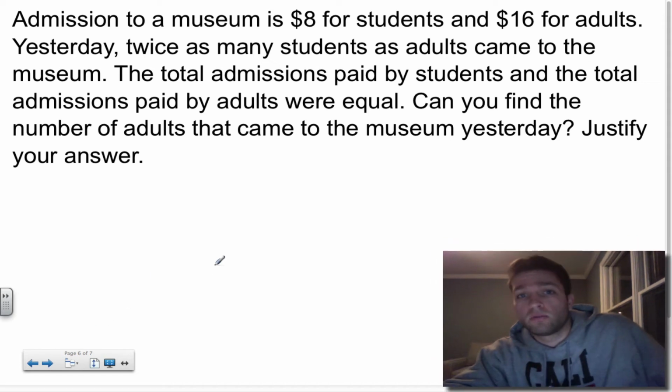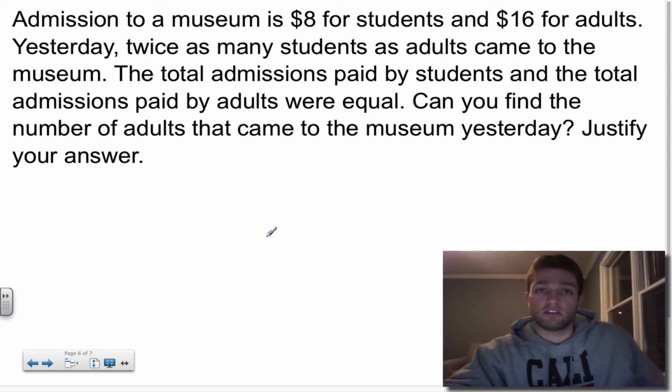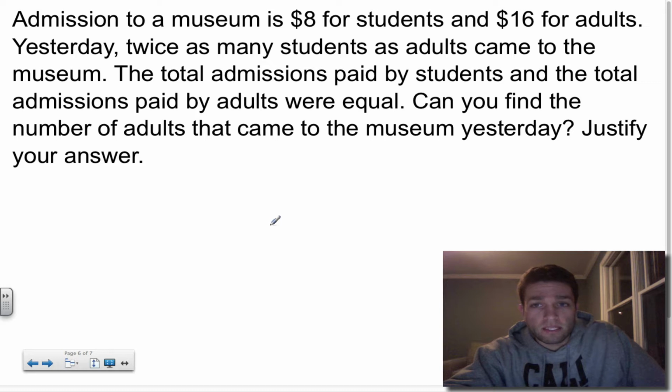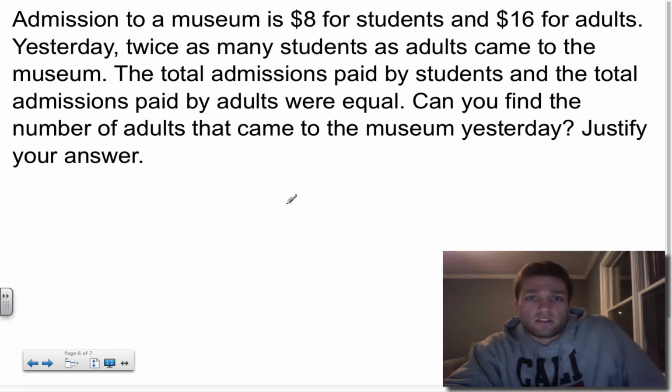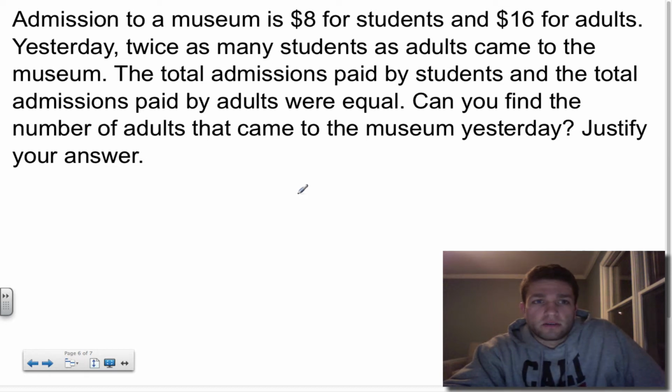One more word problem, and then I'll give you some summary questions to try. Let's see. Admission to a museum is $8 for students and $16 for adults. Yesterday, twice as many students as adults came to the museum. The total admissions paid by students and the total admission paid by adults were equal.